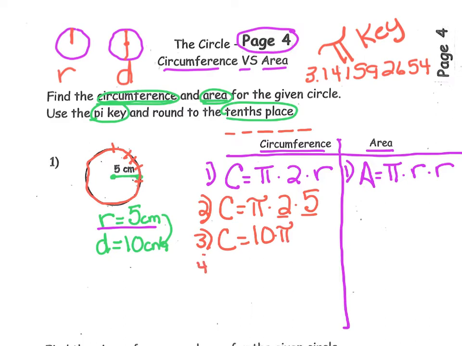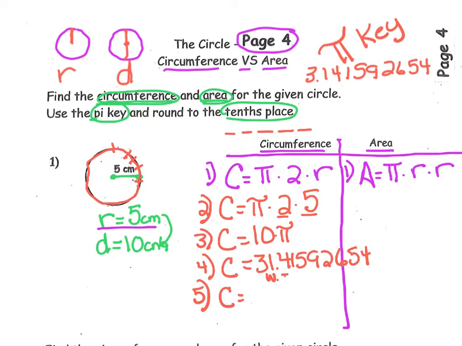Now take a moment and punch into your calculator 10 times pi key and record the entire amount shown on the screen on your paper. Pause the video if you need a bit of time to do this. You should have gotten 31.41592654. We're going to round this answer, according to the directions, to the nearest tenth.